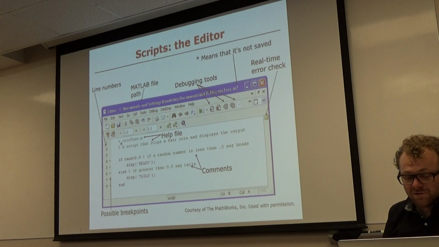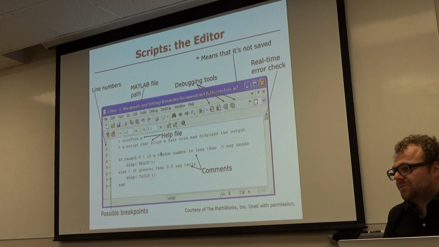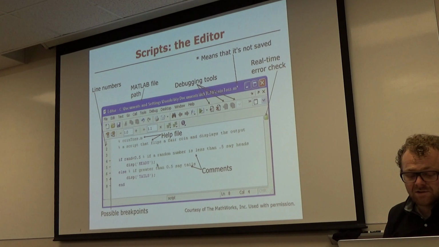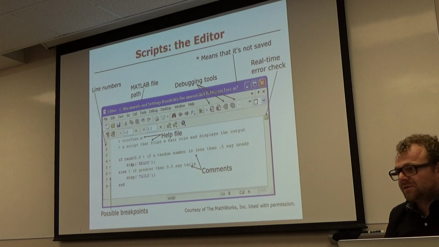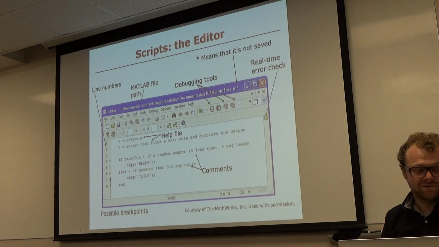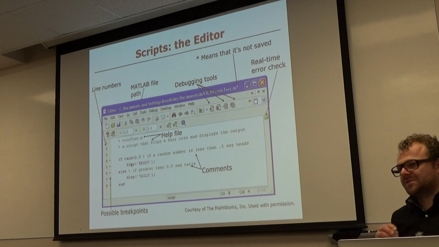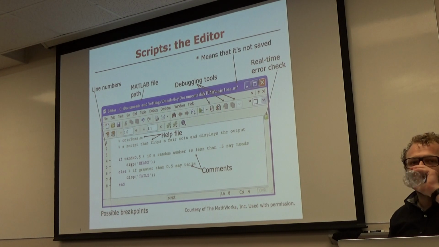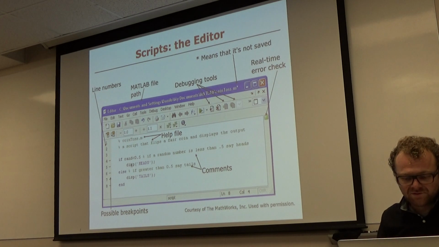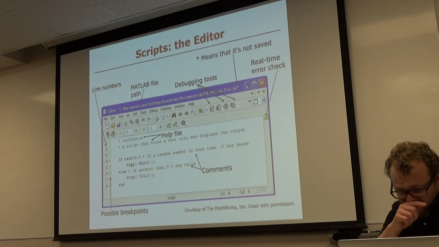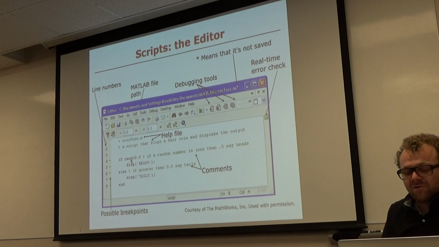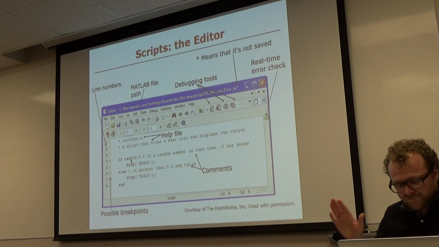These percentage symbols always introduce a comment, so anything after a percentage symbol is not going to be executed. In this case, the guy produced a heads and tails coin toss example. Rand here is not a variable, but a function, okay? Matlab is a bit funky about naming conventions. In this case, rand is actually a function, not a variable.